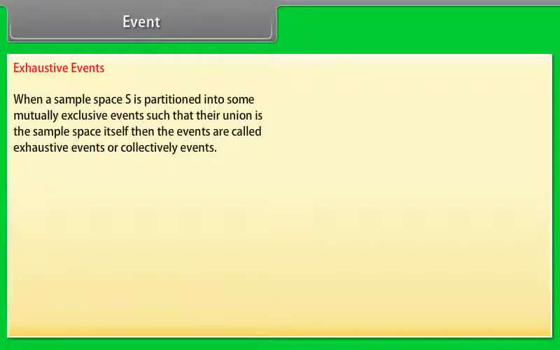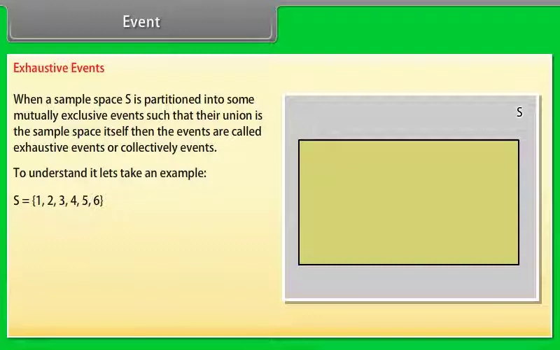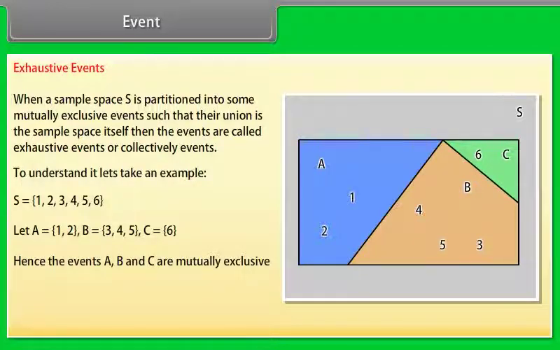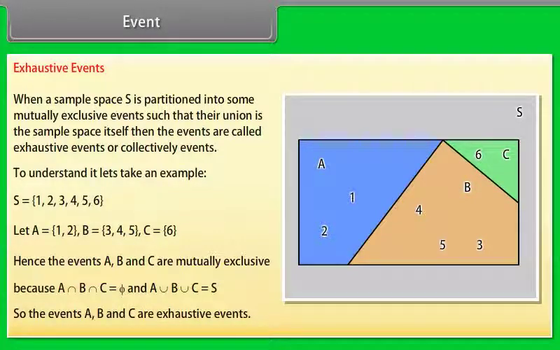Exhaustive events. When a sample space S is partitioned into some mutually exclusive events such that their union is the sample space itself, then the events are called exhaustive events or collectively exhaustive events. To understand it, let's take an example. S is equal to {1, 2, 3, 4, 5, 6}. Let A is equal to {1, 2}, B is equal to {3, 4, 5}, C is equal to {6}. Hence the events A, B and C are mutually exclusive because A intersection B intersection C is equal to phi and A union B union C is equal to S. So the events A, B and C are exhaustive events.